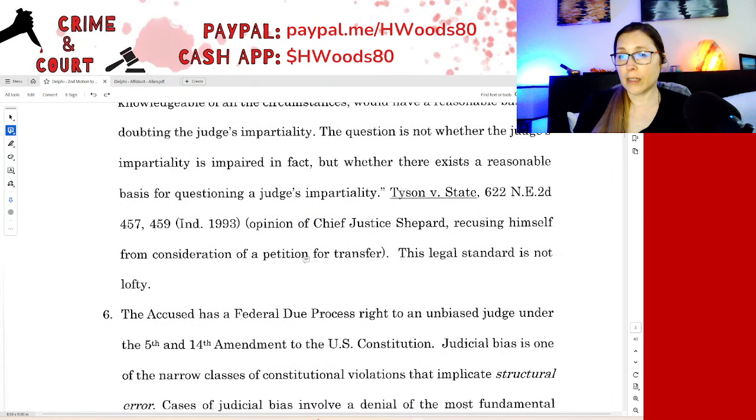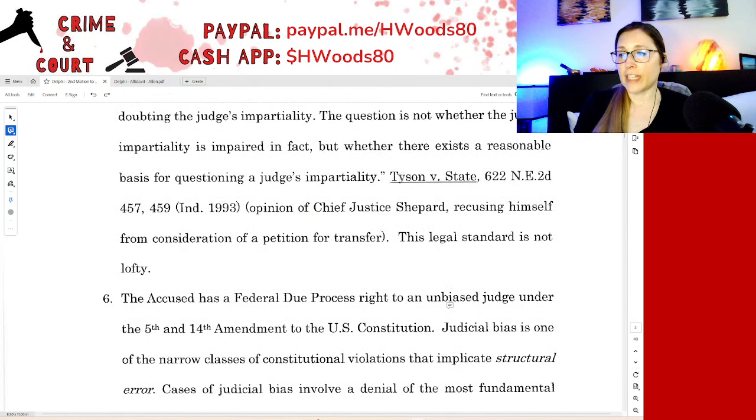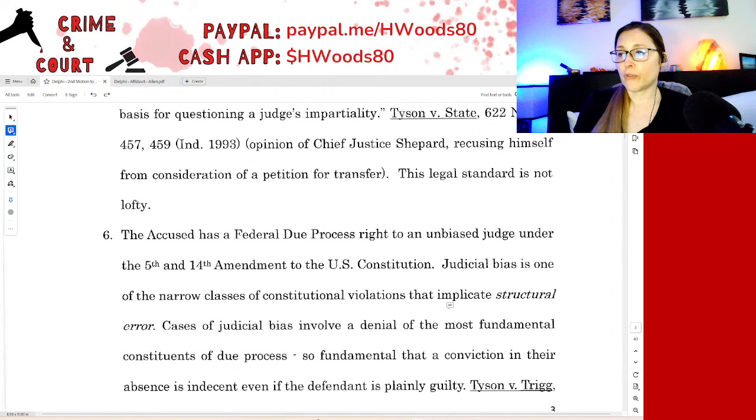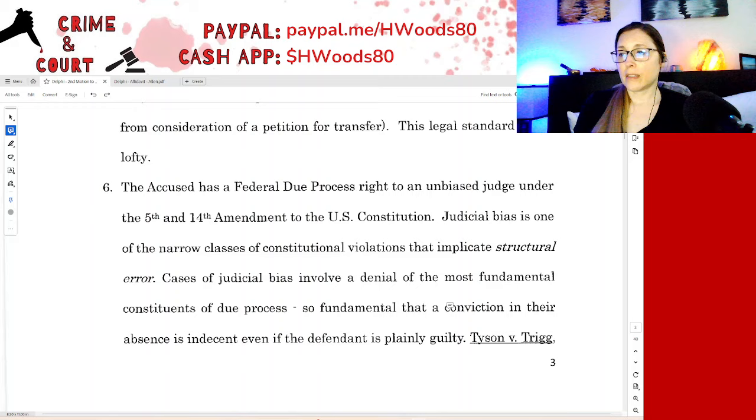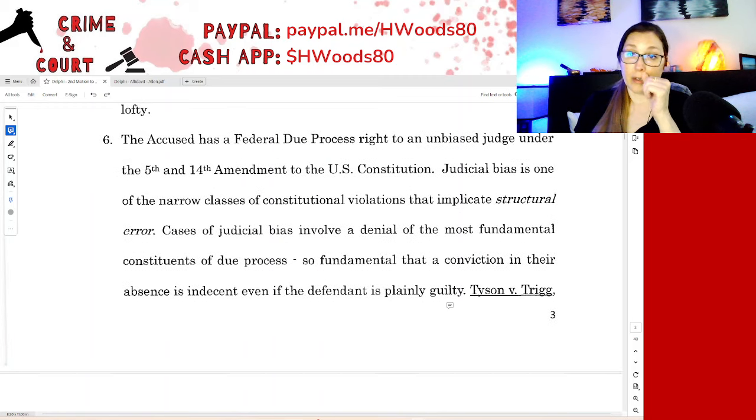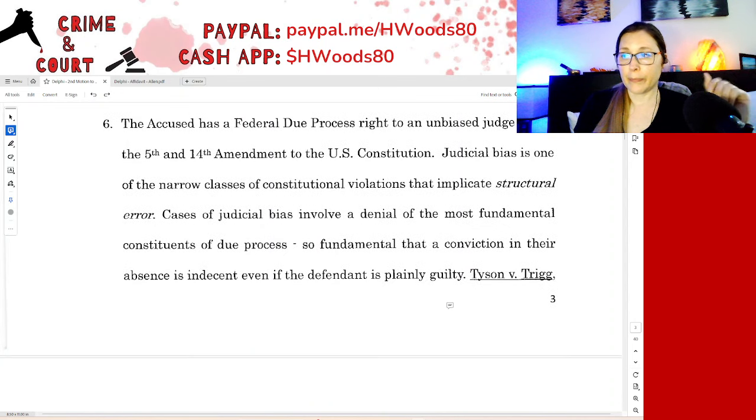So Indiana, that's from Tyson versus State, Indiana, 1993. Opinion of Chief Justice Shepard recusing himself from consideration of a petition for transfer. This legal standard is not lofty. So it's not a high bar that you have to meet. It's just the appearance of impartiality. It doesn't even have to exist.